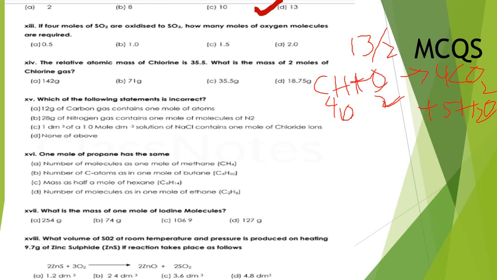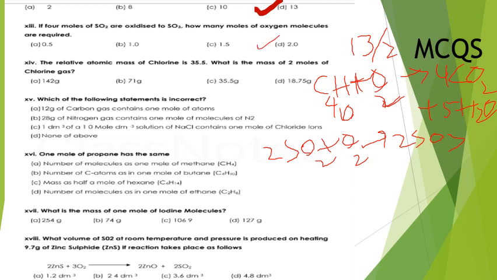The next one is, if 4 moles of SO2 are oxidized to SO3, how many moles of oxygen molecules are required? Once again, write the equation for this. A balanced chemical equation is given: 2SO2 reacts with O2 to give 2SO3. For this, you will come to know that 1 mole of O2 is required by 2 moles of SO2, so 4 moles of SO2 will require 2 moles of O2. This will be your answer.